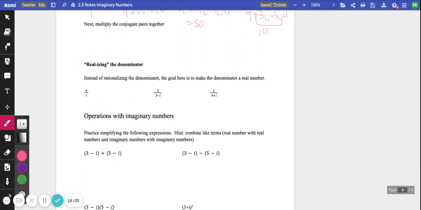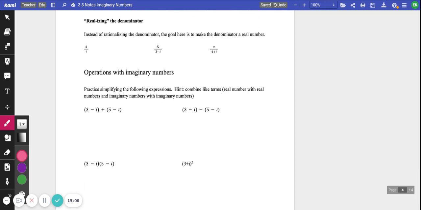Okay, so instead of rationalizing the denominator, we want to realize the denominator, or make the denominator a real number. So to get rid of the i on the bottom, I'm going to times by i on the top and on the bottom. So I get 4i over i times i, which is negative 1. So we get negative 4i.